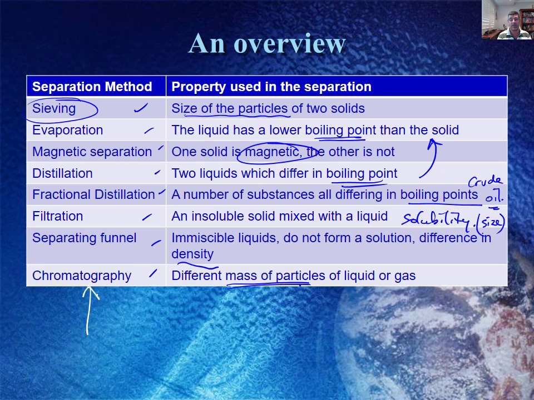So the important thing when you're looking at separation techniques is that you can think about what property of the substances or of the components of the mixture is critical to the separation method, and why we have chosen that particular method.